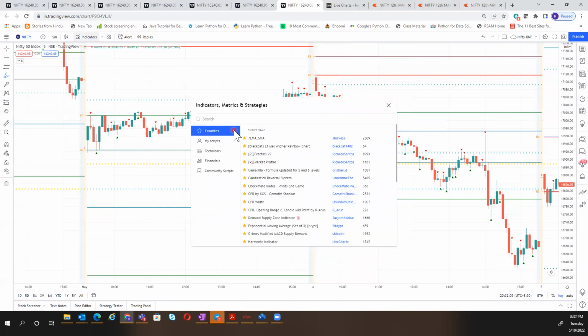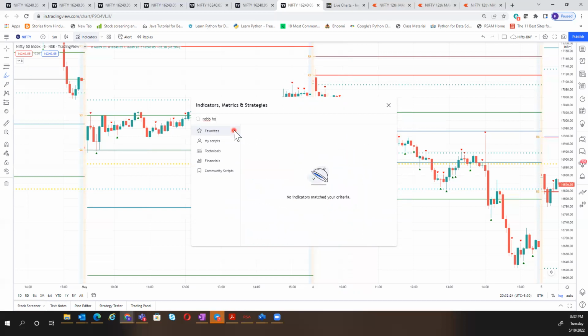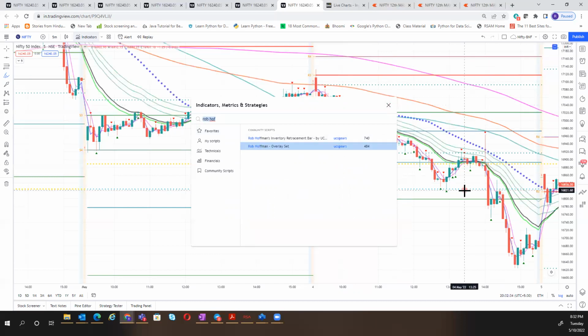If you don't know about Rob Hoffman's inventory retracement strategy, he's a modern day pioneer in trading, and this strategy is award winning, and he has won about 30 competitions. Unfortunately, this indicator is available only in TradingView. Now, if you type Rob Hoffman, this is actually his strategy. Do you see this? But we are not using this. I'm using the first one, Rob Hoffman's inventory retracement bar.